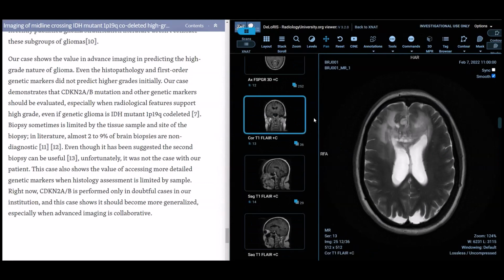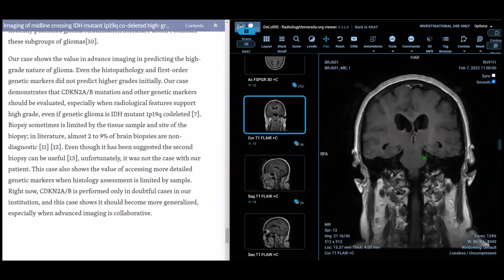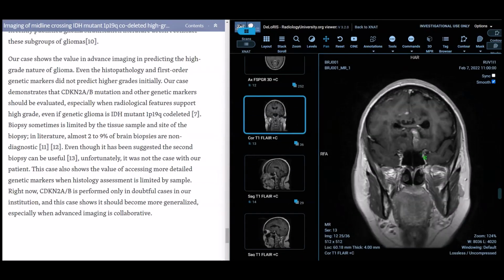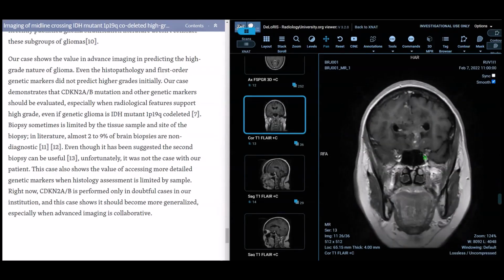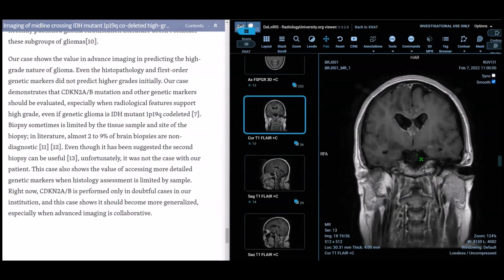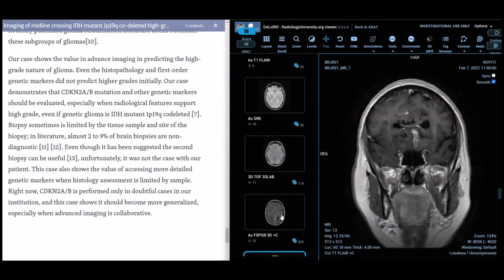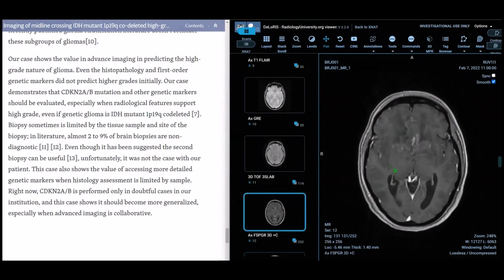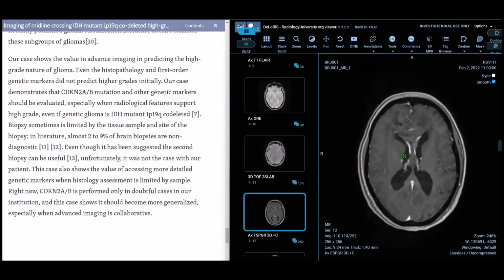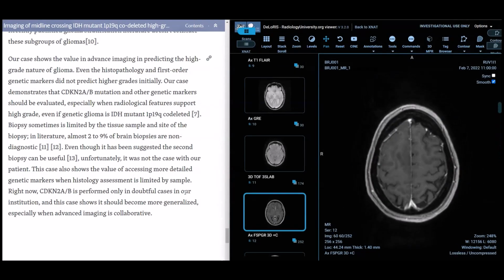Even though it has been suggested the second biopsy can be useful, unfortunately, it was not the case with our patient. This case also shows the value of assessing more detailed genetic markers when histology assessment is limited by sample. Right now, CDKN2A/B is performed only in doubtful cases in our institution, and this case shows it should become more generalized, especially when advanced imaging is corroborative.